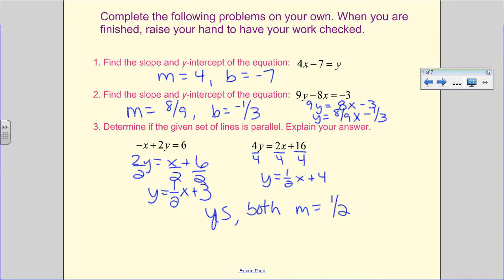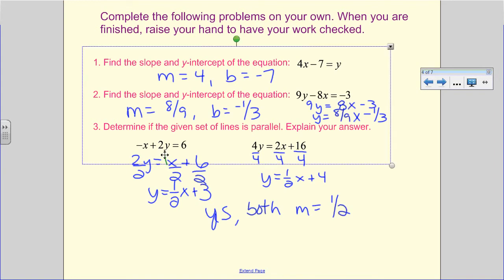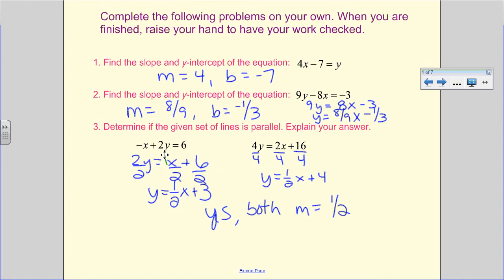For number 3, I have to solve for y. It'd be really nice if I could just solve for x, right, guys? But I have to get y by itself. So I add x to each side. I go through and divide by 2. Remember that this is a 1 here, guys. So 1 divided by 2. 1 divided by 2 is 1/2, and 6 divided by 2 is 3.